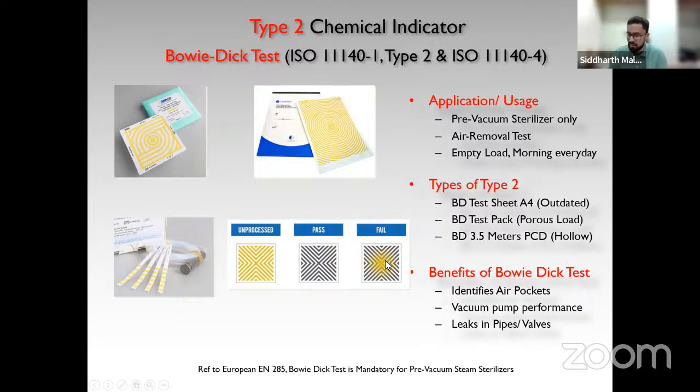This is a very critical test. If you have gone via NABH cycles, if you had the audits, they would have asked you whether you do a Bowie-Dick test or not. You have to explain to your CSSD attendants and the OT technicians or the CSSD technicians. If you have a vertical sterilizer, Bowie-Dick is not mandatory. If you have a pre-vacuum sterilizer, Bowie-Dick is mandatory.